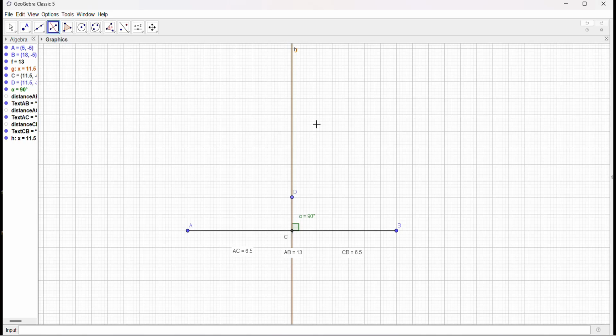So I hope you will be able to relate it more properly now. What is the difference between a perpendicular and a perpendicular bisector? That's all for today's class.